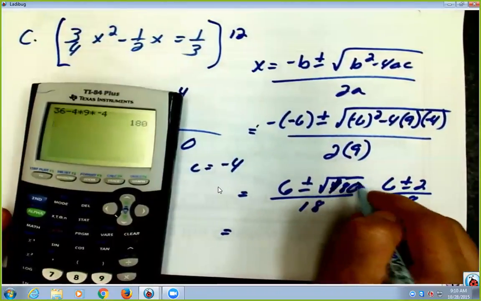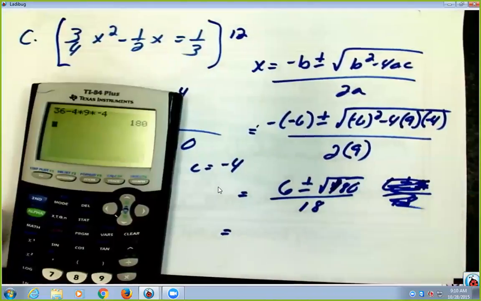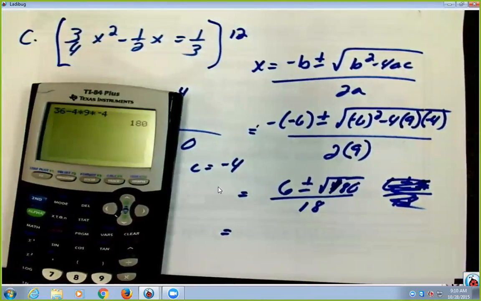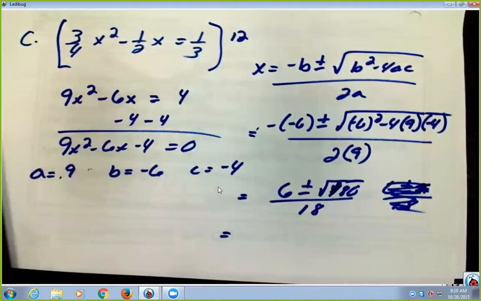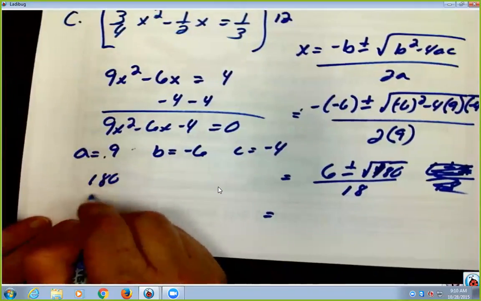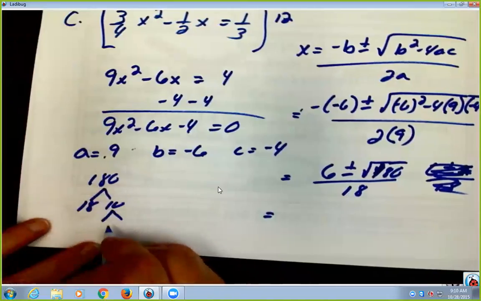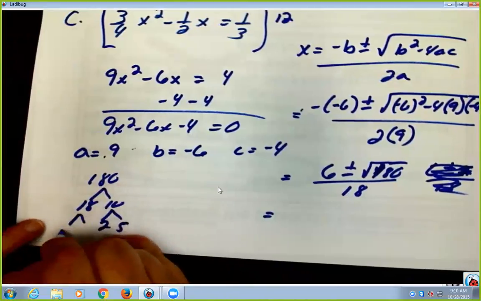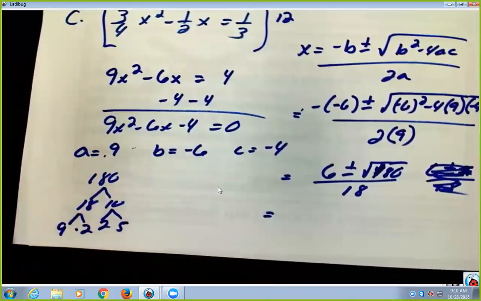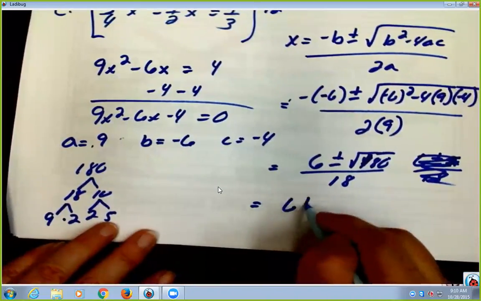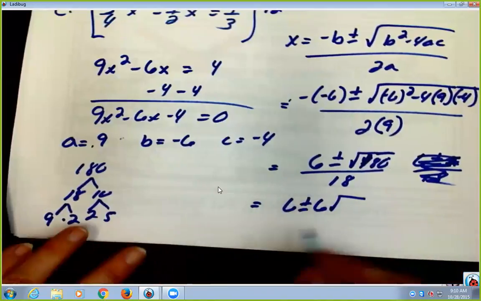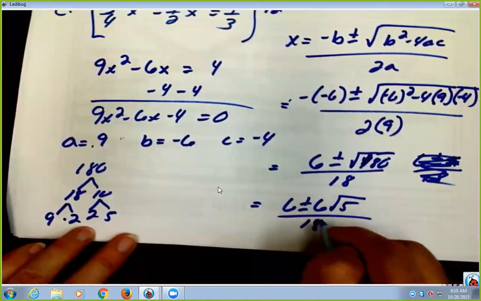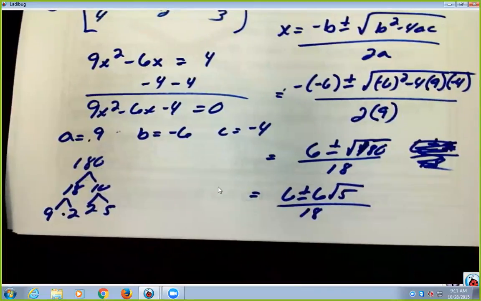I didn't think it came out to be a nice simple one under there. So 180 is under there, and what could I pull out of 180? Breaking 180 down, I can pull out a 6, and it's going to leave a 5 underneath. And then these can be reduced.